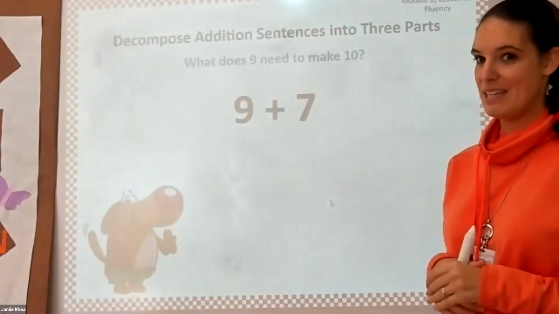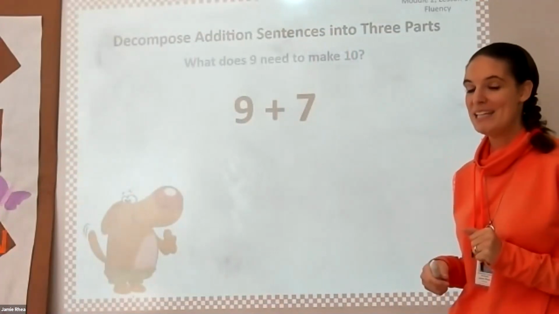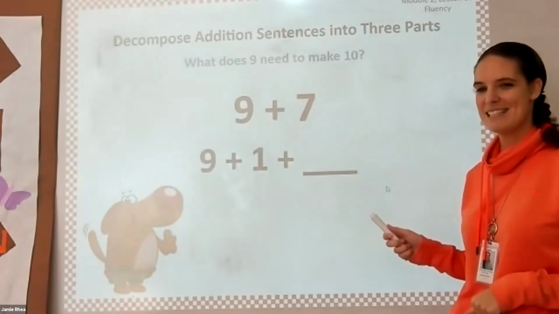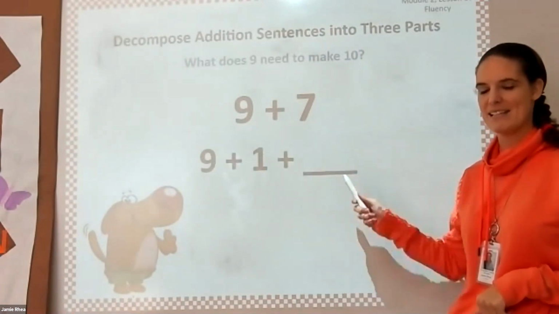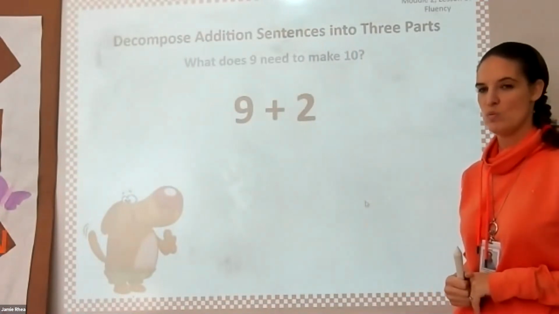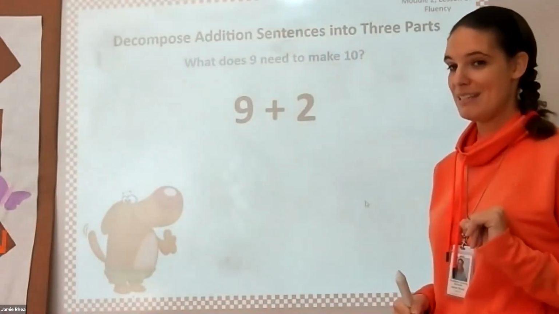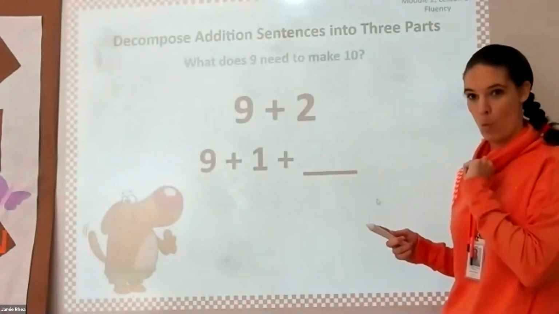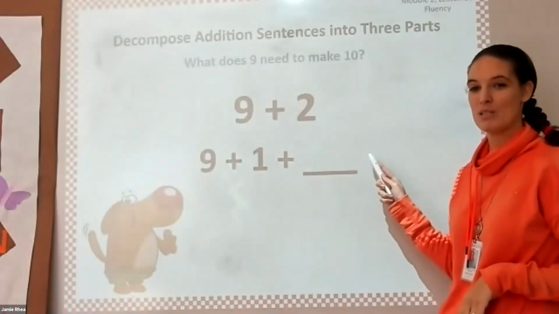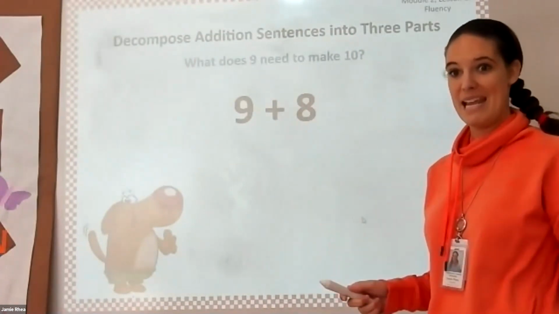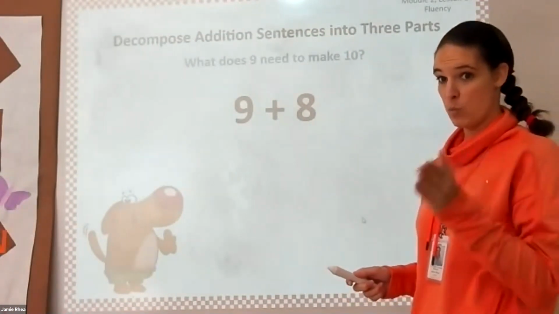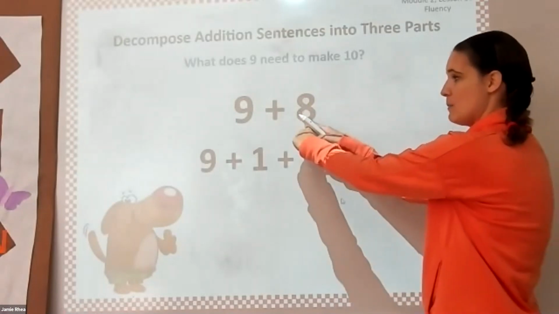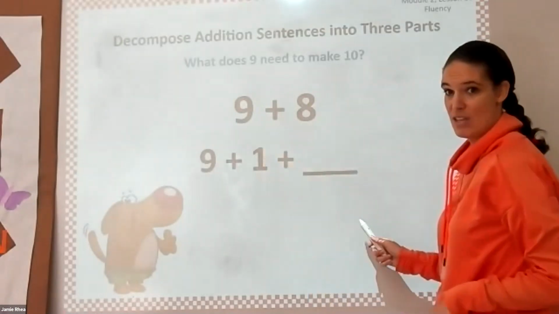All right, let's do another one. 9 plus 7. What does 9 need to make 10? 9 and 1. So it's going to be 9 plus 1 plus 6, because we're breaking that 7 down to 1 and 6. 9 and 2. 9 needs 1 more to make 10. So 9 plus 1 plus, break down that 2, 1 and 1. So that will be a 1. 9 and 8. 9 needs 1 more to make 10. So 9 plus 1 plus, if I break that 8 down, it's going to be 1 and 7.